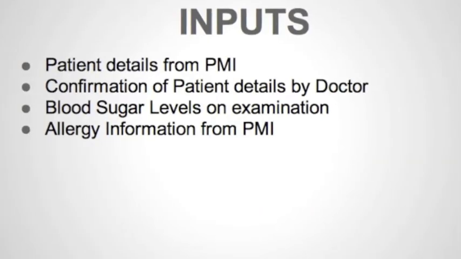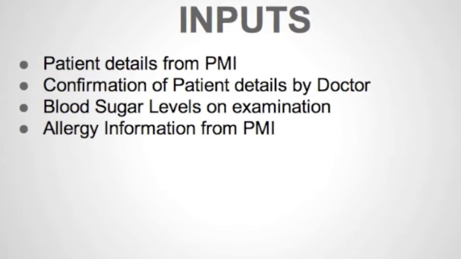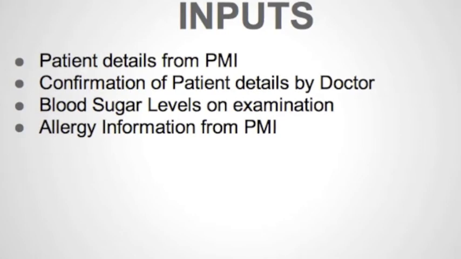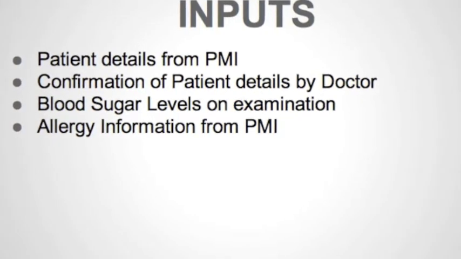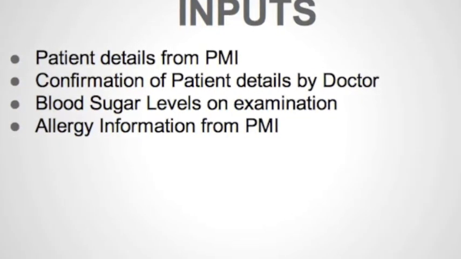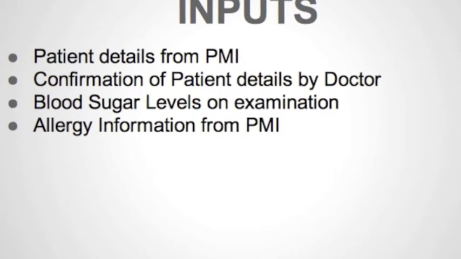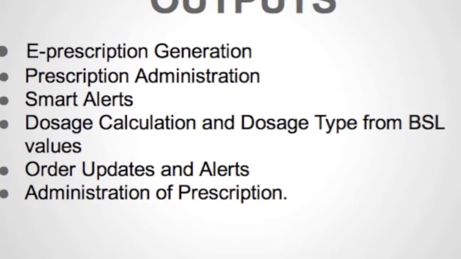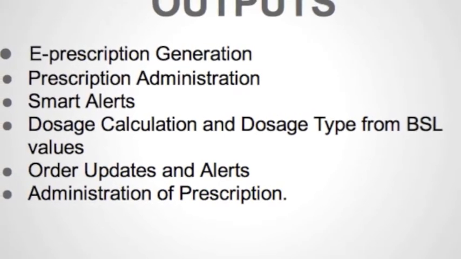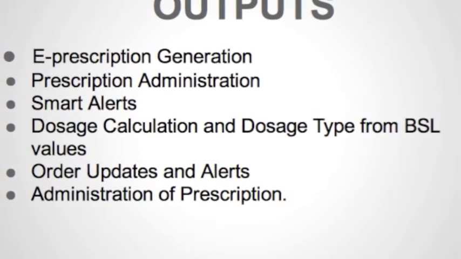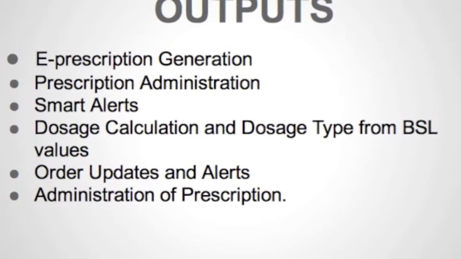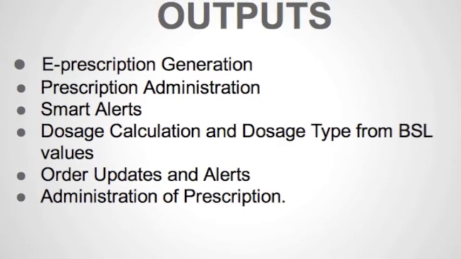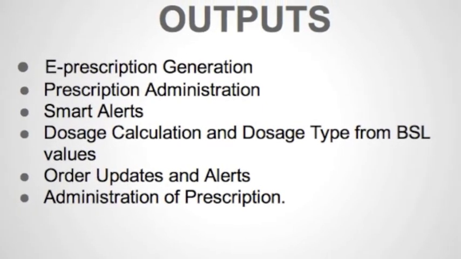Now, for the data flow diagrams, the first is that of the inputs. The inputs consist of patient details from the PMI, confirmation of patient details by the doctor, blood sugar levels on examination, and allergy information from the PMI. The next is that of the outputs. The outputs consist of e-prescription generation, prescription administration, smart alerts, dosage calculation and dosage type from BSL values, order updates and alerts, and administration of prescription.